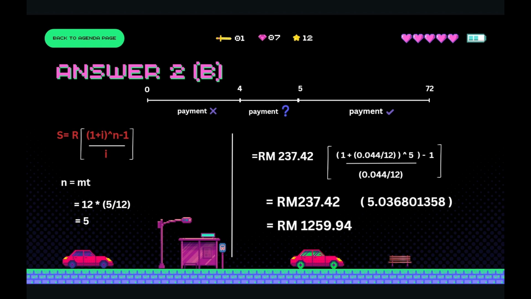We solve everything in the bracket, the same method that we used for question 2A. 237 ringgit and 42 cents, open bracket 5.03680138, close bracket, and then we will multiply them together. We will get 1,259 ringgit and 94 cents. That's all for question 2B. Thank you.